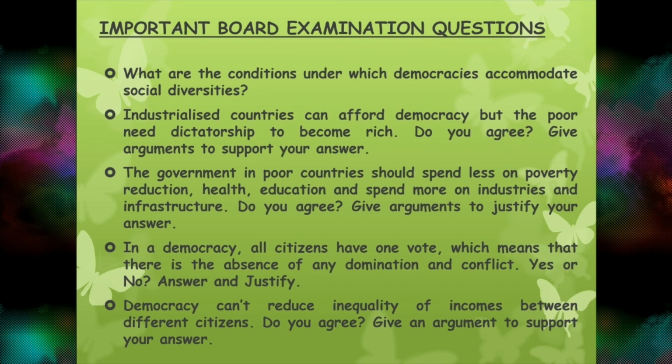Give arguments to justify your answer. Question number 4, in a democracy, all citizens have one vote, which means that there is the absence of any domination and conflicts. Yes or no? Answer and justify. Last question, democracy can't reduce inequality of incomes between different citizens. Do you agree? Give an argument to support your statement. These are all statement based questions. So mostly in civics you will often get statement based questions. So practice as many questions as possible.